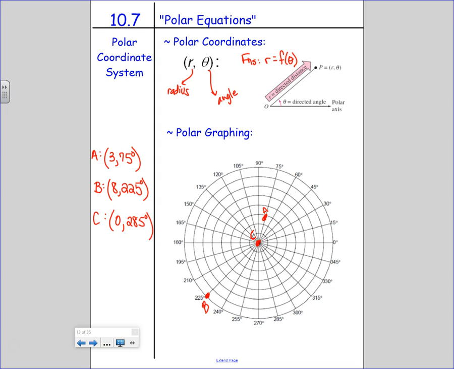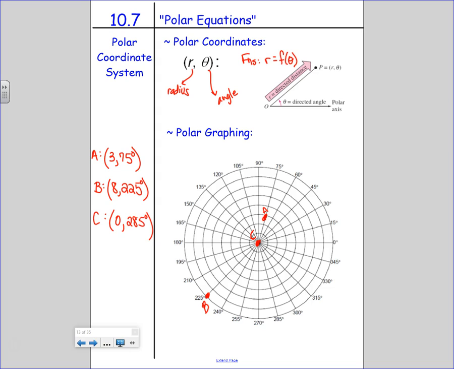0, 0. Sure, what else? 0, 345. 0, 135. 0, and... Okay, whoa. How many ways can you stay at the pole? A lot of ways. So pause. What is the point of the pole? 0, 0, like the origin? No. There are infinitely many. Anytime the radius is 0, where are you? At the pole.